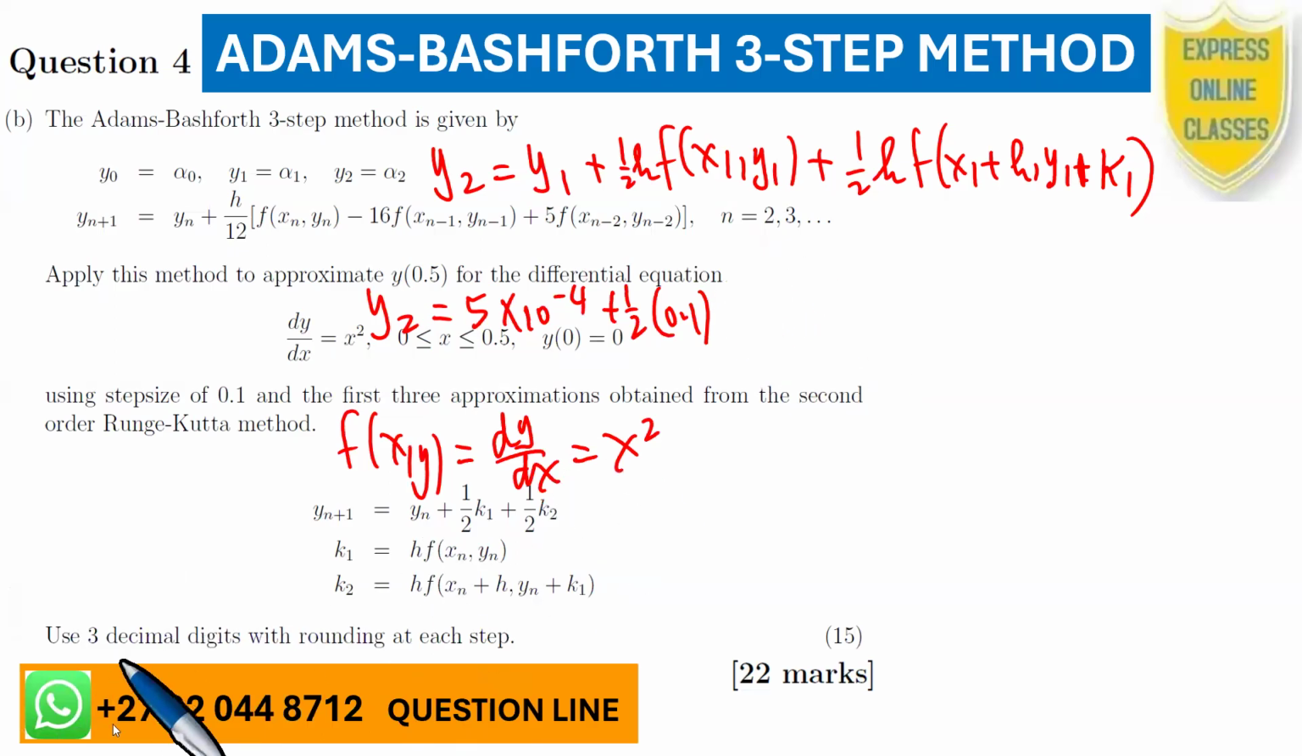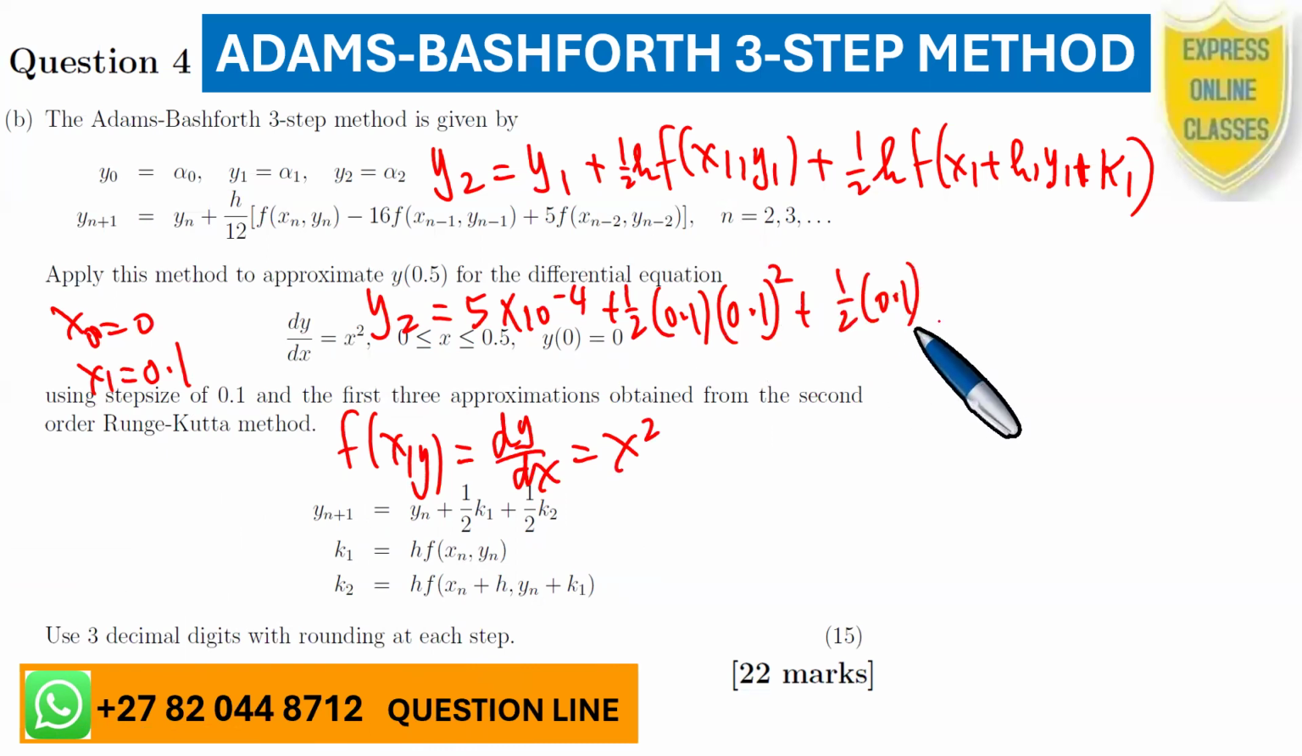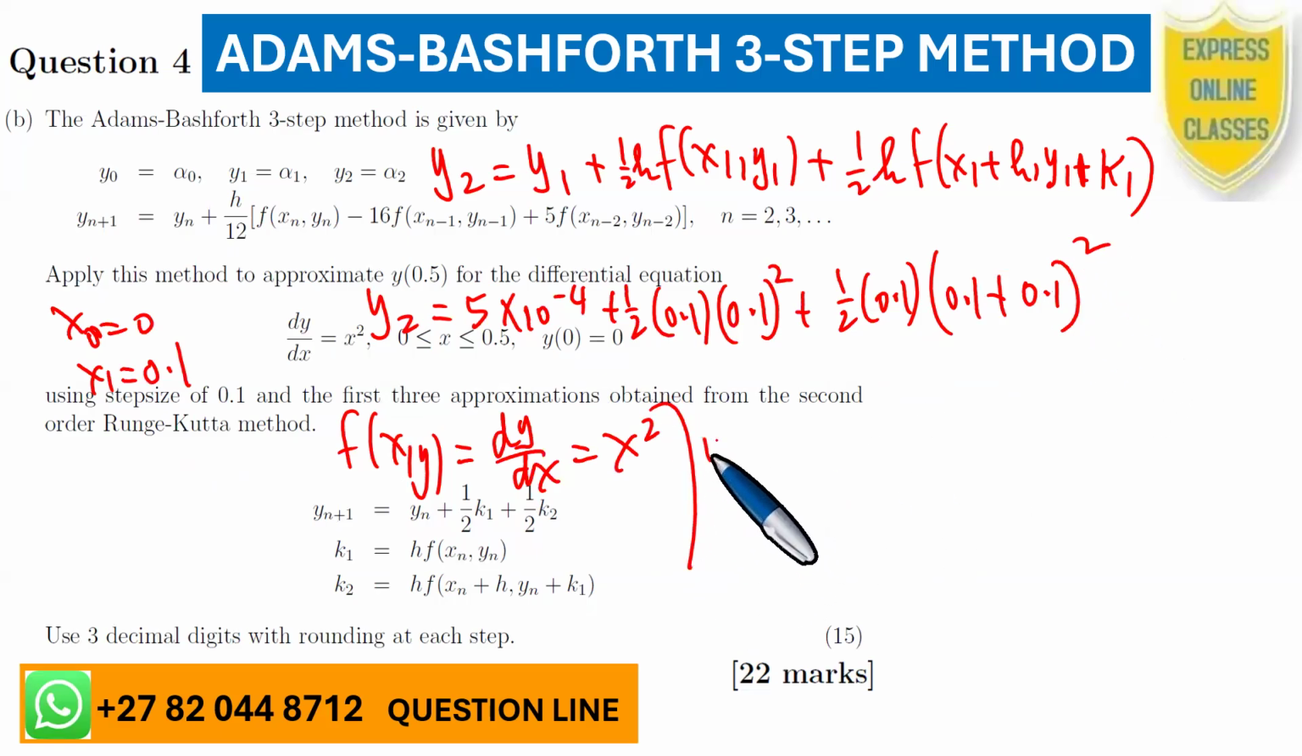x1 is the next step. According to the Adams-Bashforth, x0 is 0, x1 you add h, so you add 0.1. So it's going to be 0.1. You add 0.1 and then you square it. Half of 0.1, x1 is 0.1, h is 0.1, and then you square everything.